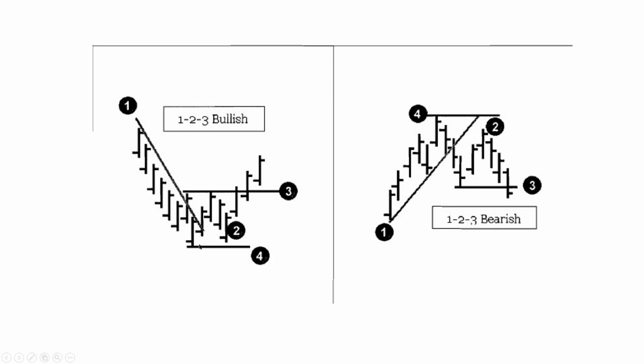So on the left-hand side here, this is a downtrend. This is point 1. We're going in a downtrend, and the downtrend gets broken. So it breaks the downtrend. Then we make a higher low, which is point number 2. And then we break this high right here for a higher high. This is called a trend reversal. It's called a 1-2-3 bullish trend reversal, or a Trader Vic 1-2-3.